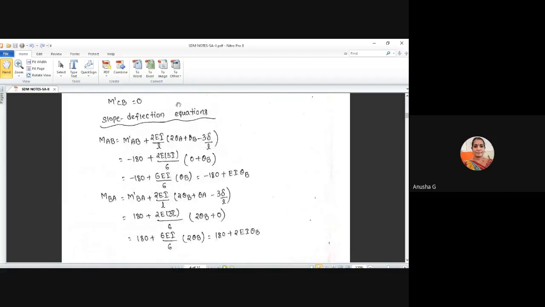All of you observe here, for AB and BA they gave 3I. Here we have to substitute the 3I. You have to check whether you are substituting the 3I or directly substituting I. If you substitute 3I, you will get the same equation. If you substitute only I, you will get another equation.